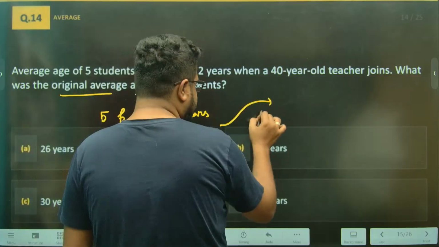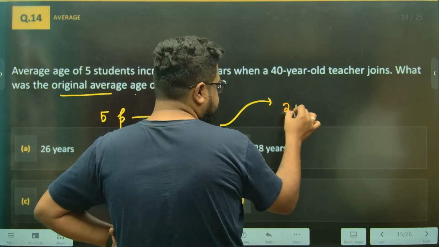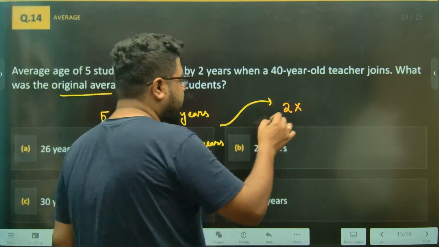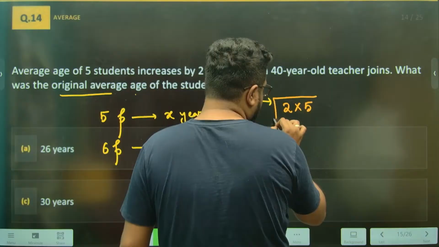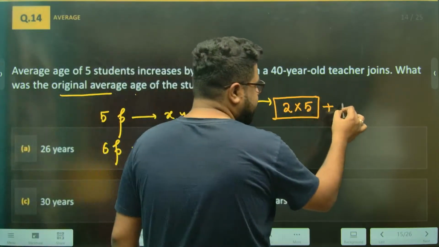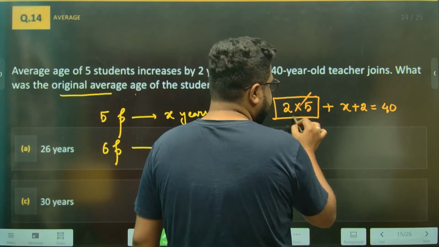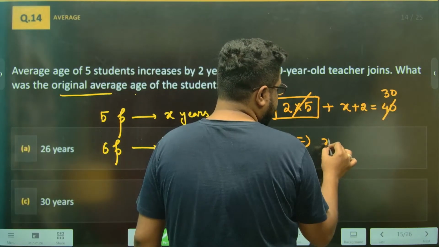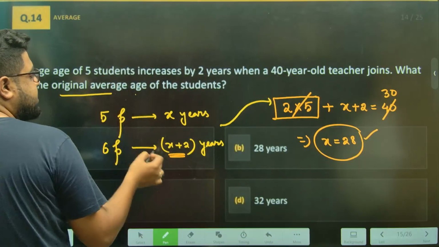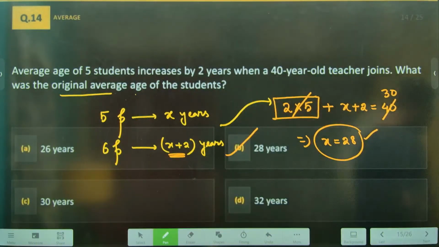Now calculate the deviation here, sir. Deviation is a 2-year increment because of the joining of the teacher, for all 5 students. Plus the average when the teacher is there, that is X plus 2, that is equal to the teacher's age of 40, sir. So this is 30 here. So X will be 28. X value will be 28. What is the average age of the students? Sir, option B, 28 years is the correct answer. Again, this is a very good question.